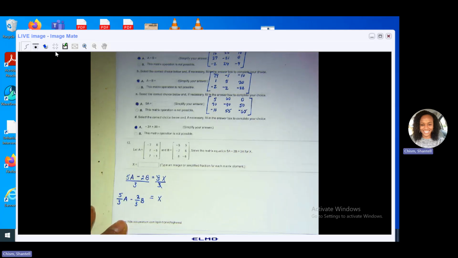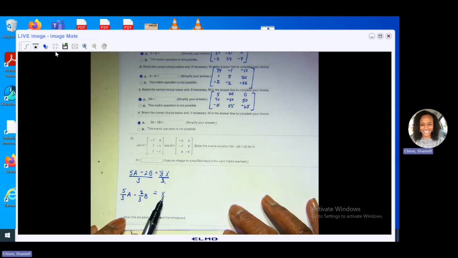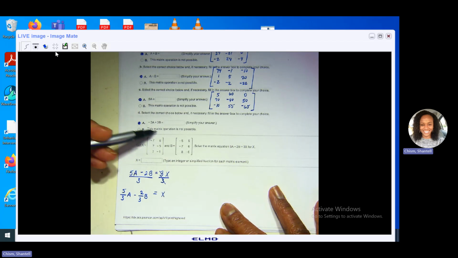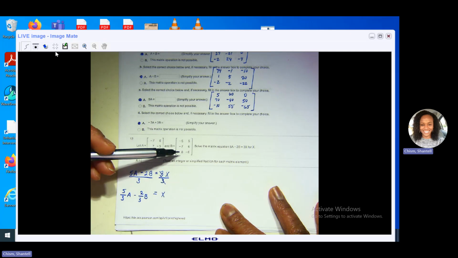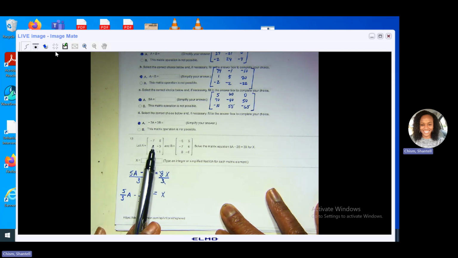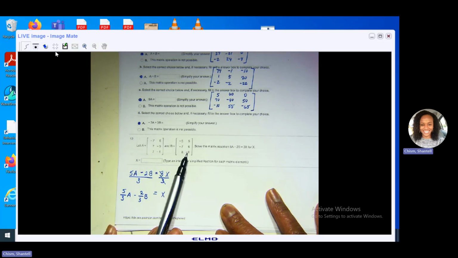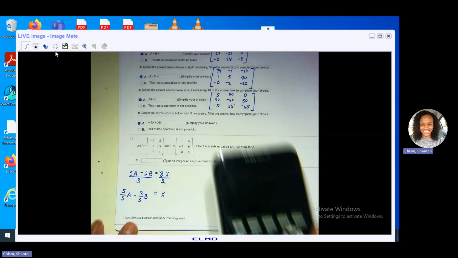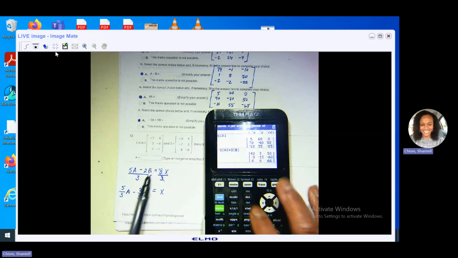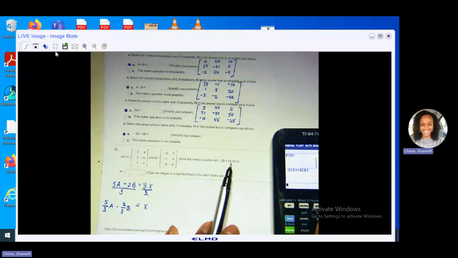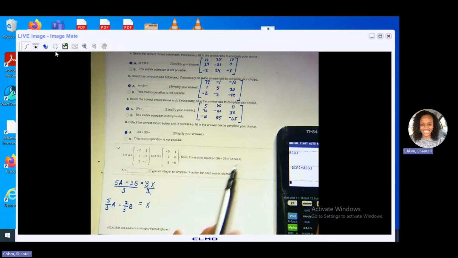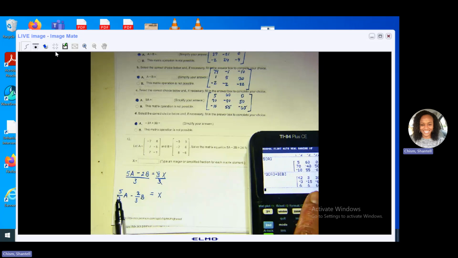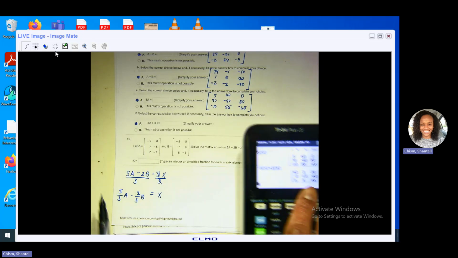So in other words, all I have to do to get the solution for X is plug this matrix into the calculator for A, plug this one in for B, and then multiply 5/3 times this matrix minus 2/3 times this matrix. And whatever I get, that's my answer. So let's do that. All I did was take that given equation and solve it for X because they want me to solve for X.